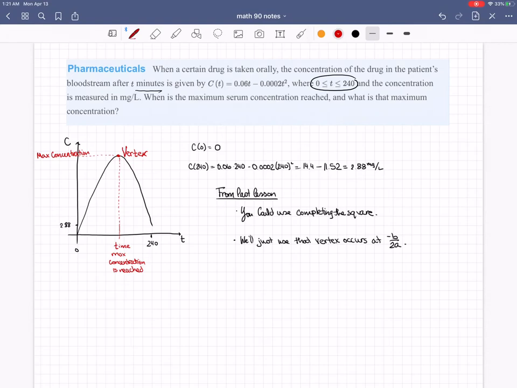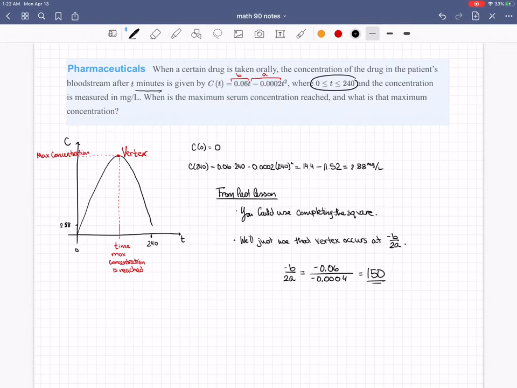Okay, so let's label here. So here B is 0.06, A is negative 0.002. So negative B over 2A is negative 0.06 divided by negative 0.0004. So notice that they're both negative. That makes us feel good because time should be positive. So it makes us feel good that the value we're getting here is in fact greater than 0.